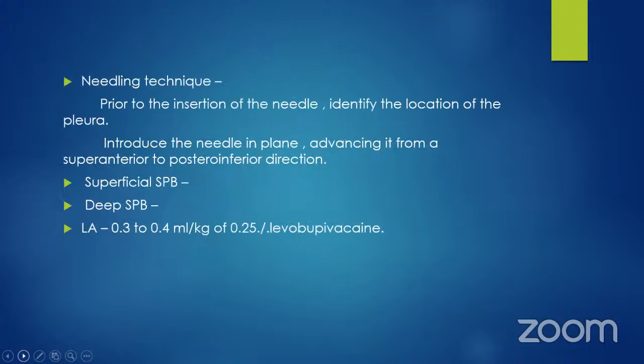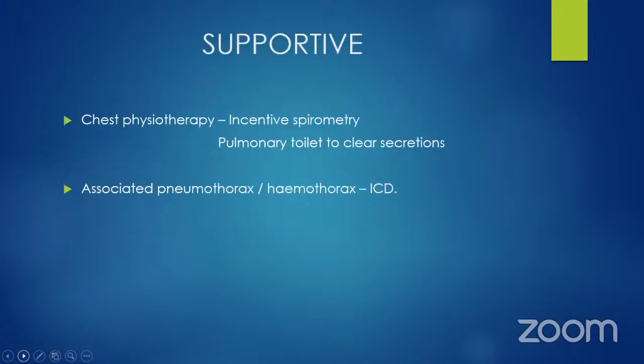In the needle technique, prior to insertion of the needle, we need to identify the location of the pleura. We introduce the needle in plane, advancing it from the supero-anterior to the postero-inferior direction. As local anesthetic, 0.3 to 0.4 ml per kilogram of 0.25% levobupivacaine can be used.